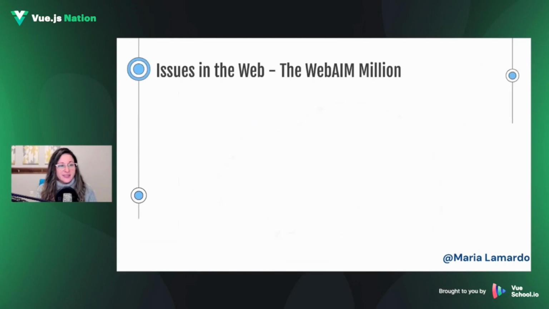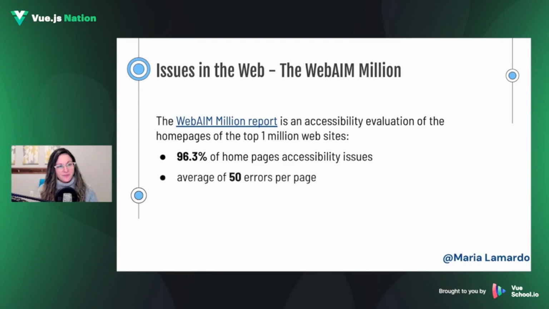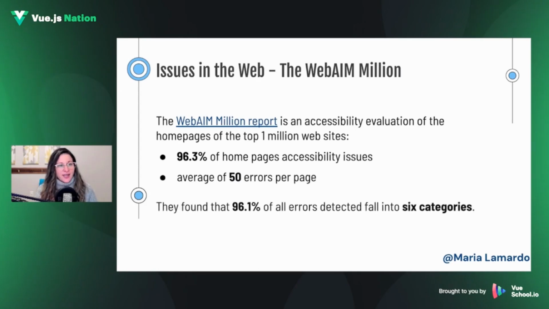So let's talk about some common accessibility issues and how you can avoid them, fix them, and catch them. So WebAIM Million Report is an accessibility evaluation of the homepages of the top 1 million websites. And they found in 2023 that 96.3% of all homepages have accessibility issues. And they have an average of about 50 errors per page. Now, they did find that 96.1% of all of these errors are falling into only 6 categories.